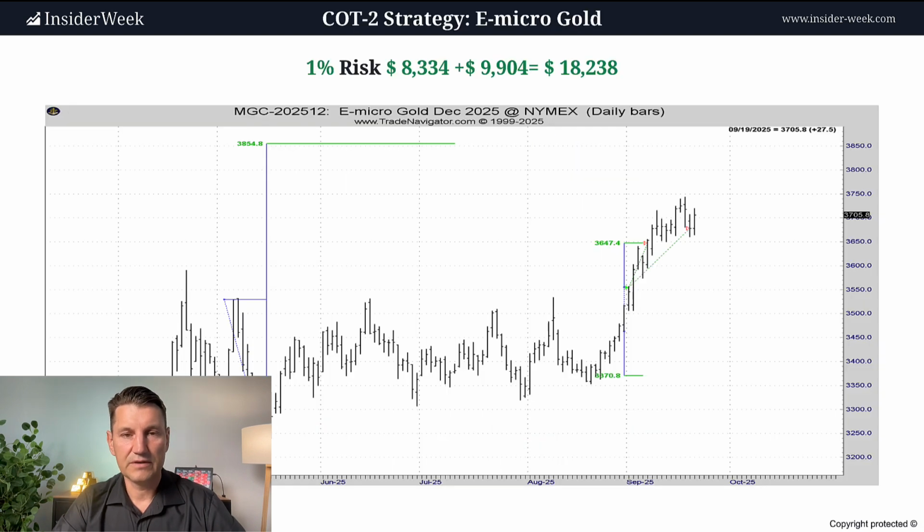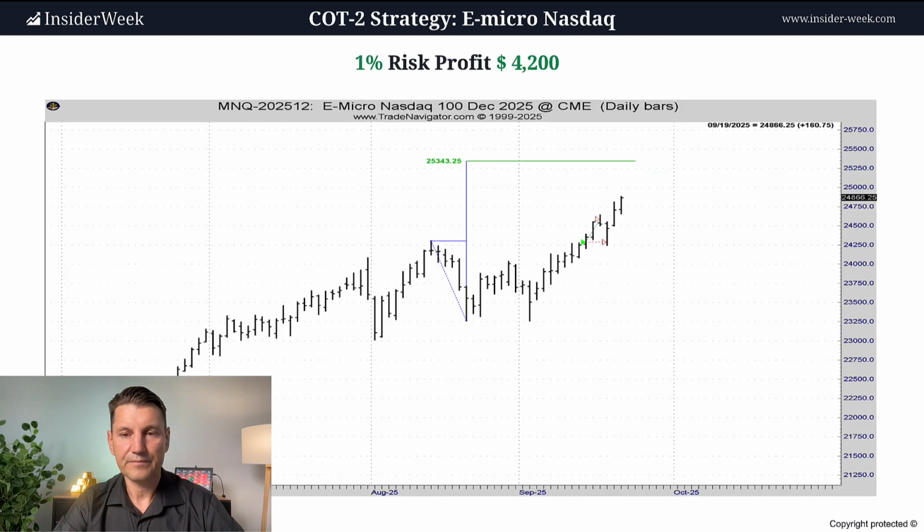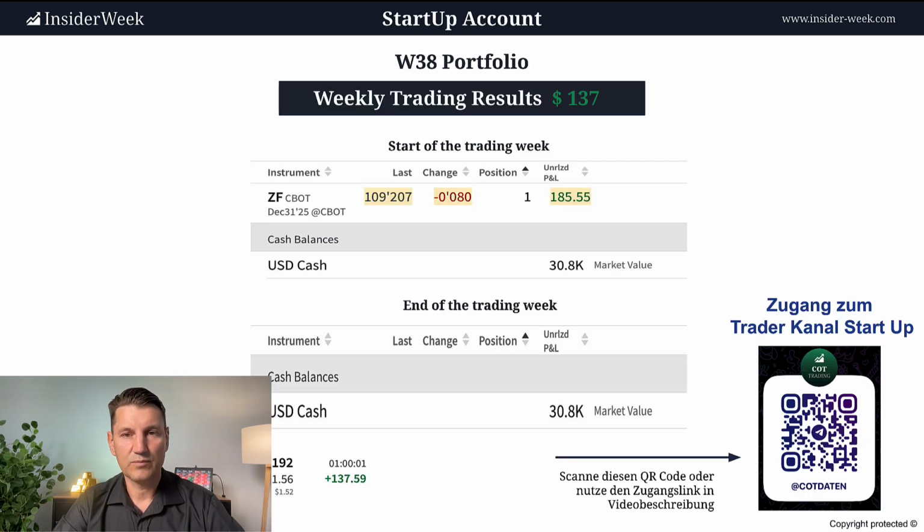Here you can see my trade in micro gold. Last week I closed my remaining position and made a profit of $9,904. And here you can see my trade in micro Nasdaq, where I made $4,200 profit. Also on my small account, I made a small profit with 5 years T-Notes. This trade was closed and I made a profit of $137.